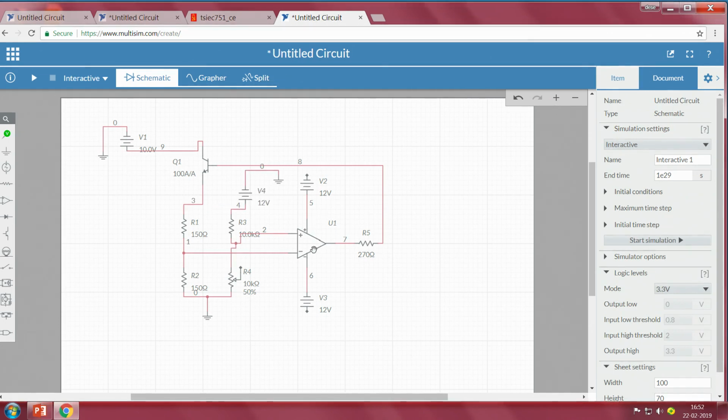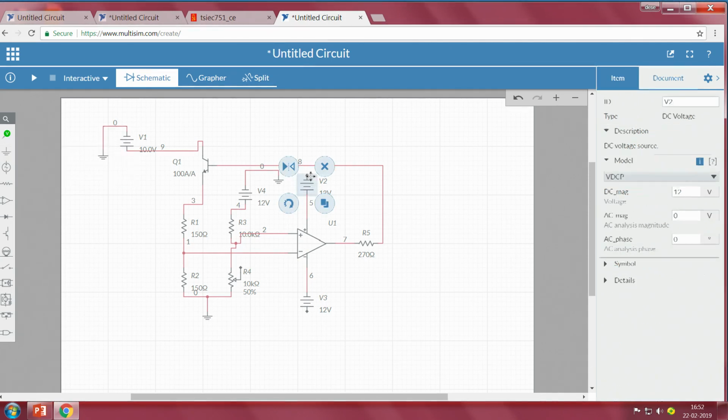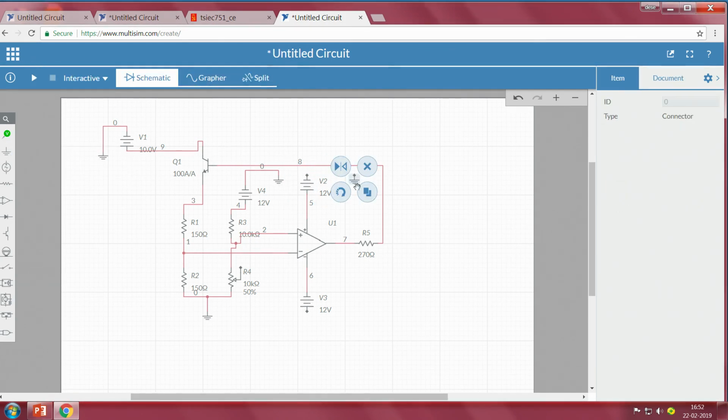So here we've connected the two sources of the amplifier, but we haven't connected the ground. So let's make the ground connection to the two sources.